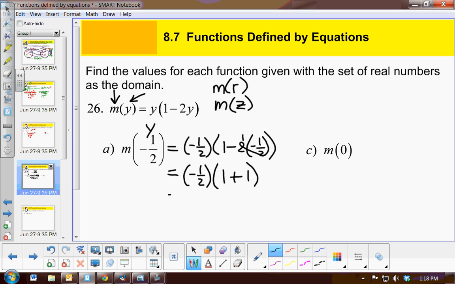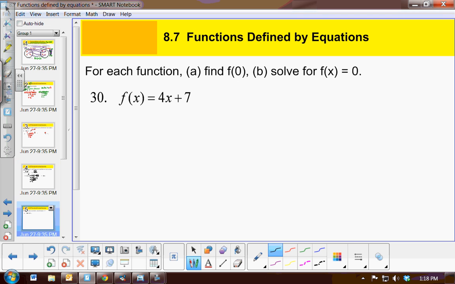Okay, I'm going to continue simplifying within the parentheses. So I get negative 1/2 times 2, so a negative times a positive is a negative, and the 2 simplifies, 2 becomes 1, so it becomes a negative 1. So when the domain is negative 1/2, the range is negative 1. Now you do the same example, but this time use 0 for your input, okay? You can press pause in the video if you need more time.